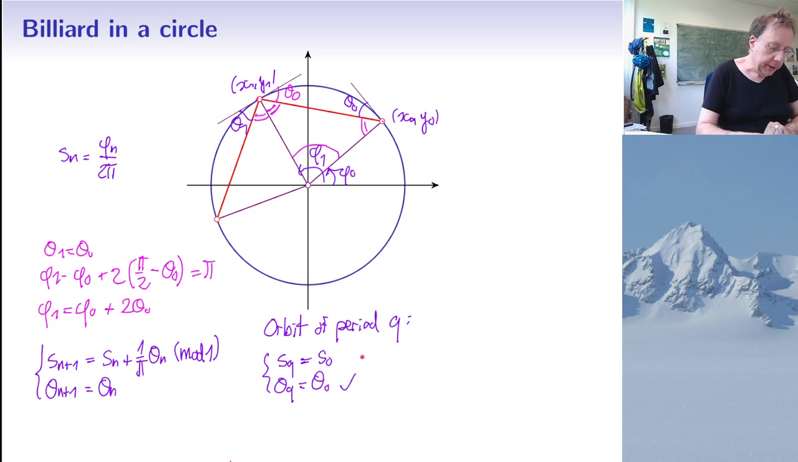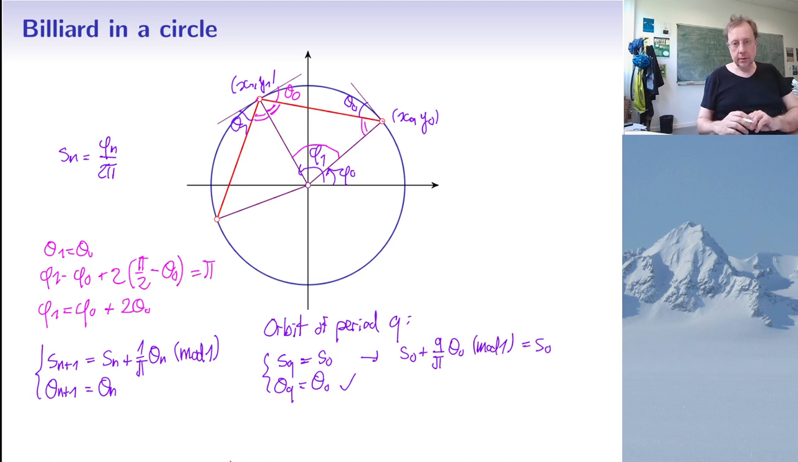And the first relation gives me that S naught plus, so that will be q over pi theta naught, modulo 1, should be equal to s naught. So I've used the fact here that you can check that it's the same to take modulo 1 at each step or to do it just once at the end of the procedure. So that's why sq will have this expression, s naught plus q over pi theta naught modulo 1.